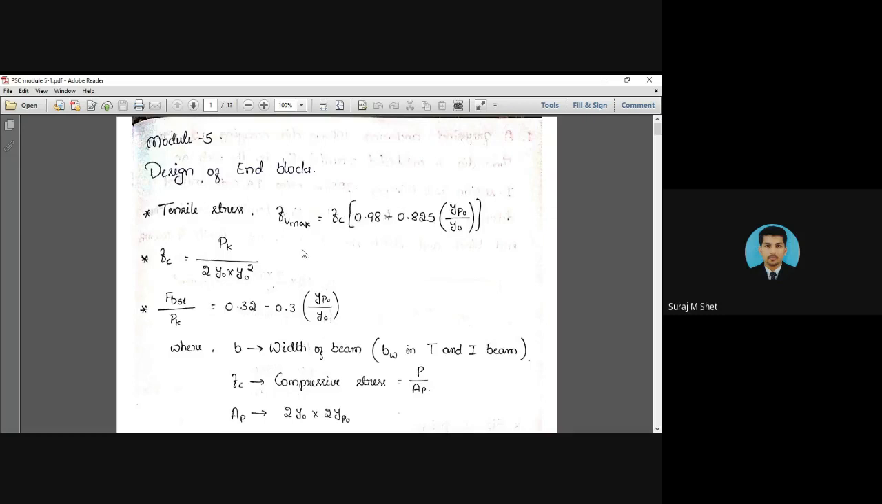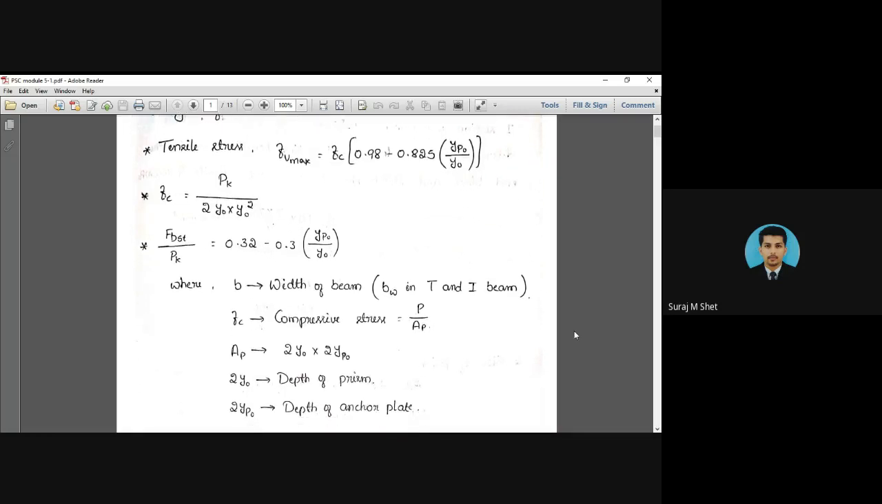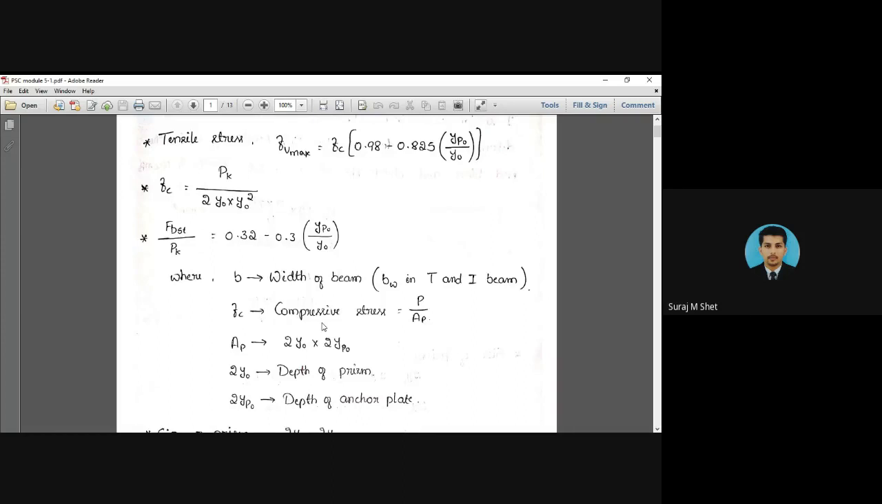Here, in the term, b indicates the width of the beam, and fc indicates compressive stress. If the compressive stress is not given, and they give the force acting on the member, then compressive stress can be calculated by using the formula force divided by area of the plate. Fc is equal to force divided by area of the plate. AP, area of the plate, is equal to 2 times of y naught into 2 times of yp naught.